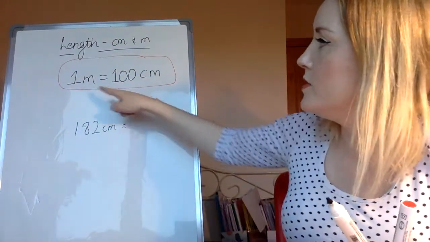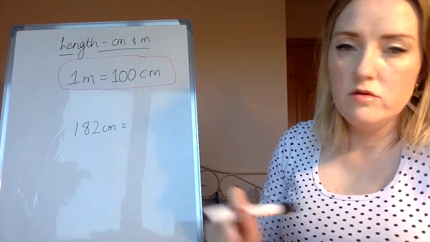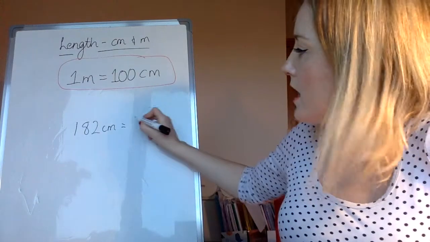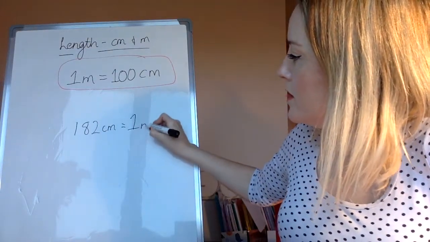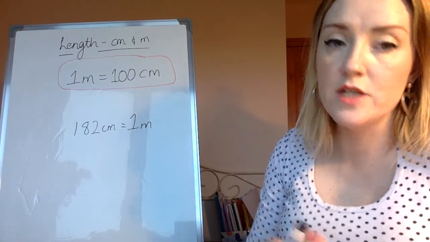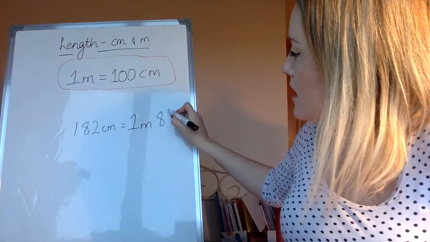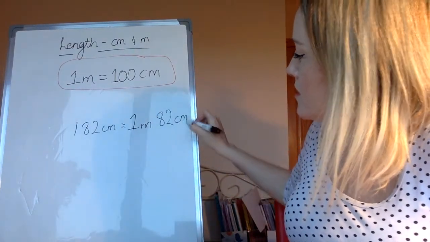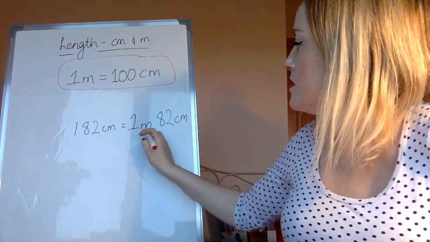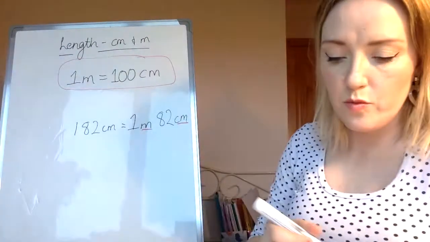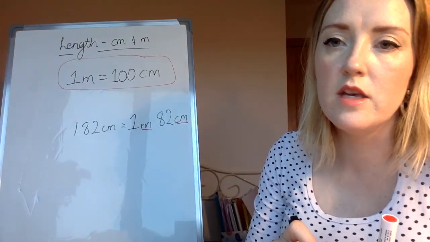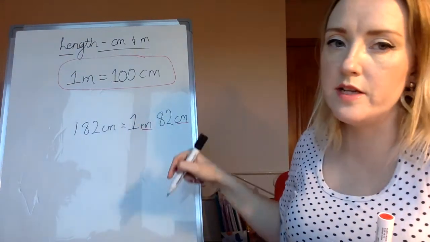So there's 100 centimetres in a metre. So how many metres are in this? Exactly, 1 metre. And what's left over? 82 centimetres. Brilliant. 82 centimetres. Again, super important: my metres, my centimetres. It won't make sense unless you write that. You have to put in those, metre and centimetres.